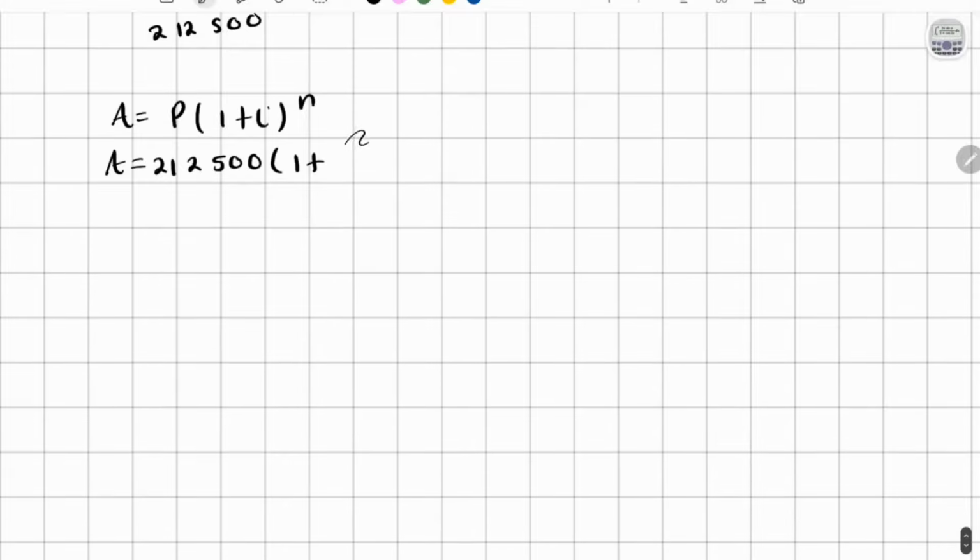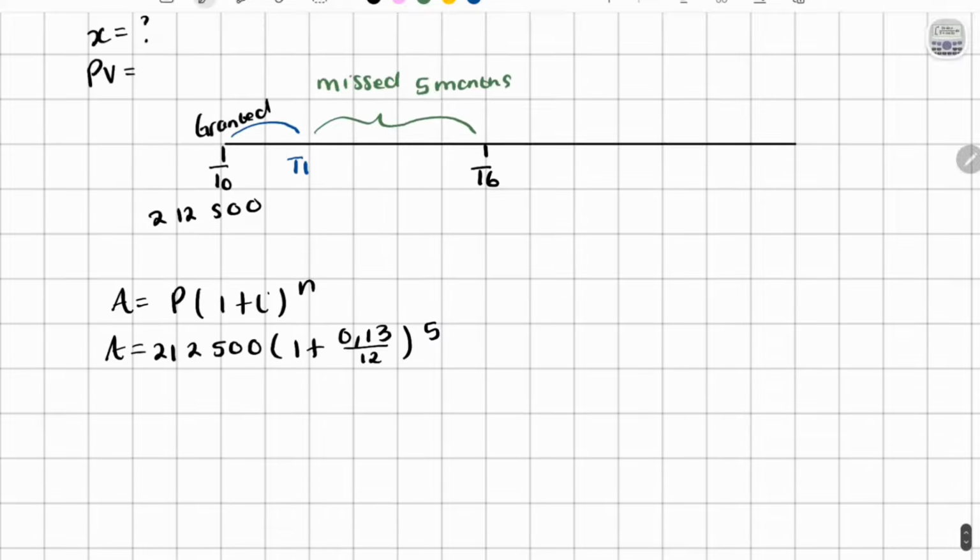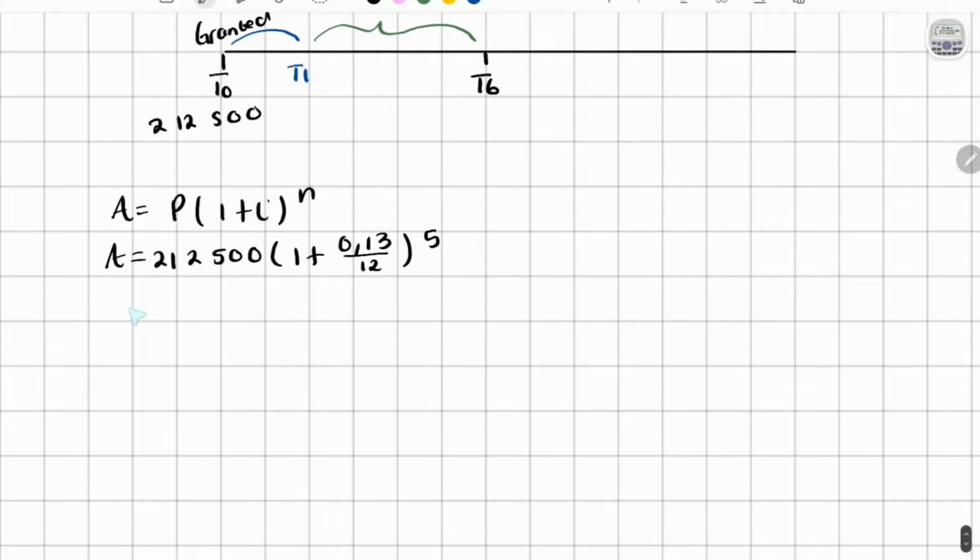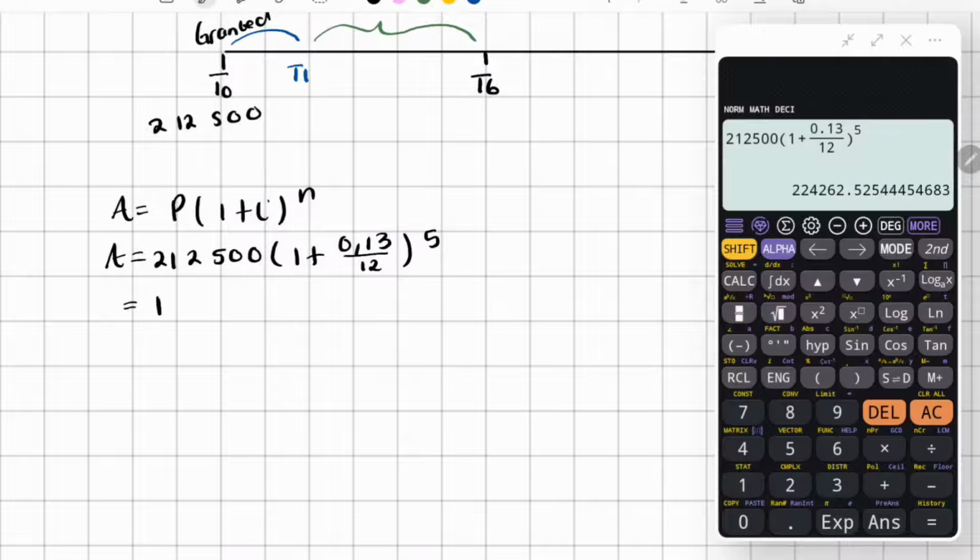So I'm saying 0.13 over 12, because it's compounded monthly, raised to the power of 5. I don't have to times this by 12 because this is already in months. I'm growing it for 5 months. Okay, so you can put this onto the calculator and see what you get. And we get 224,262.53. That's how much he ends up owing.